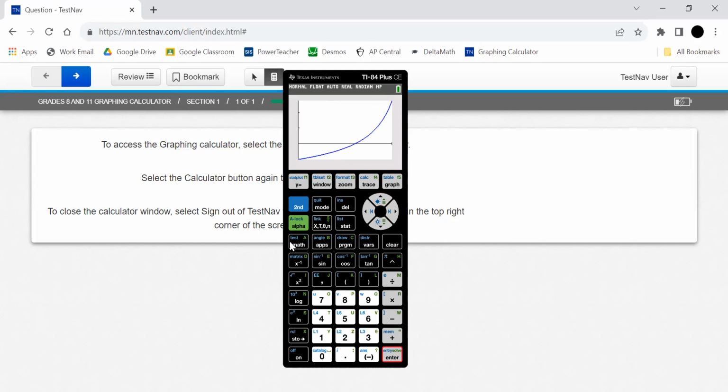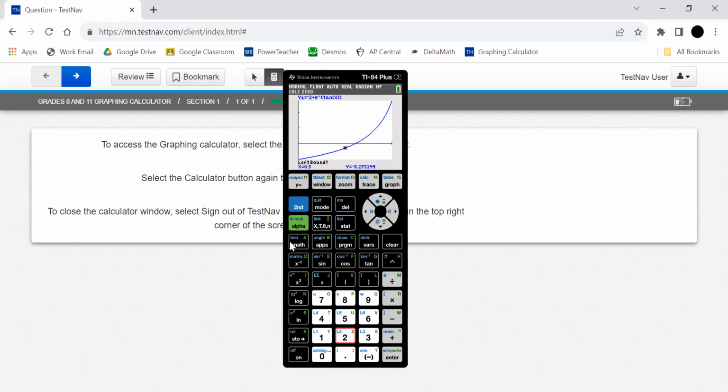Now that we've got a really clear picture of what's happening with this function from x equals 0 to x equals 1, we're ready to find the x-intercept. We're going to hit second and then trace, which brings up the calculate window. And we're looking for when this function equals 0, or when it has an x-intercept. That's option number 2. We're going to choose option number 2.